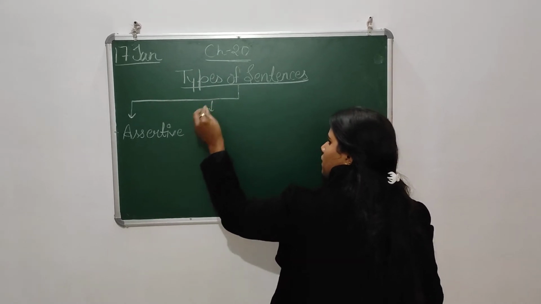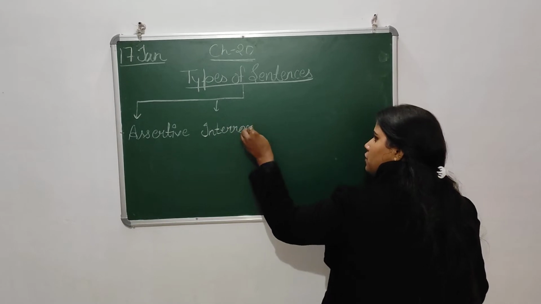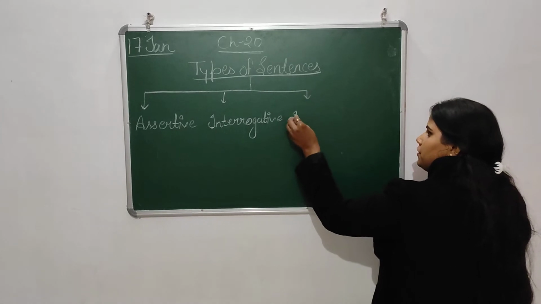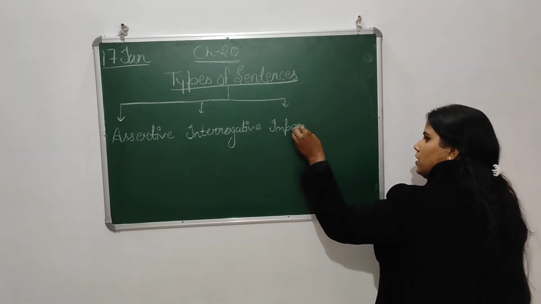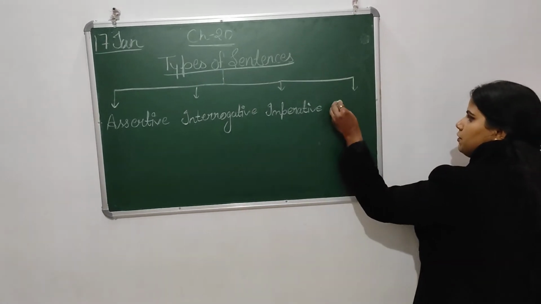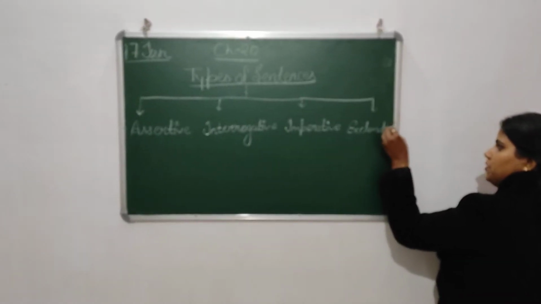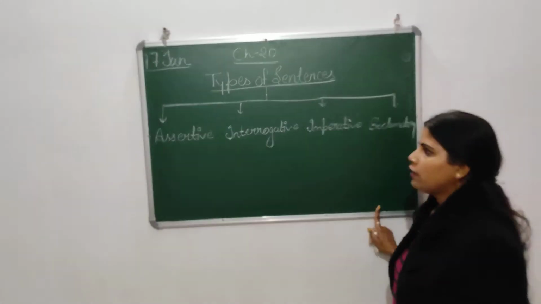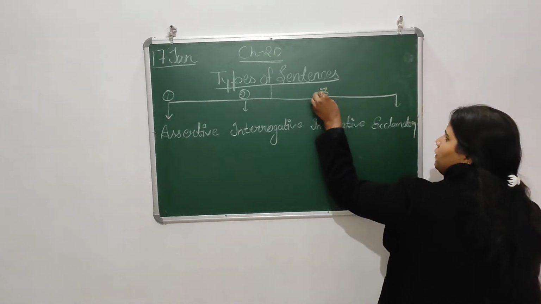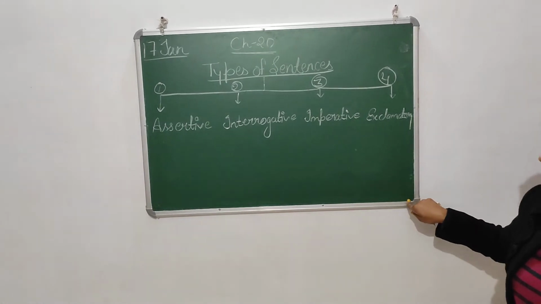assertive, the second sentence is interrogative, the third one is imperative, and the last one is exclamatory. Okay, so here are 4 sentences. Assertive is first, interrogative is second, imperative is third, and the last is exclamatory, which is 4th number.